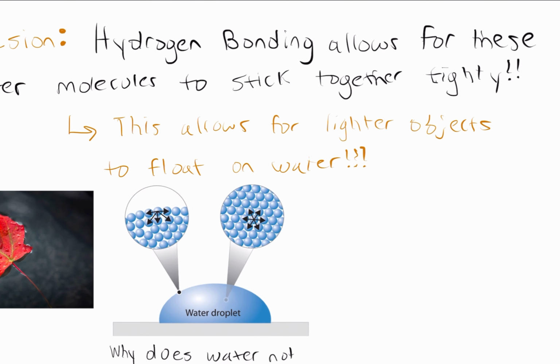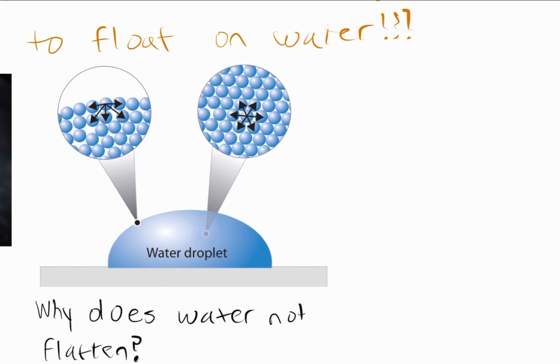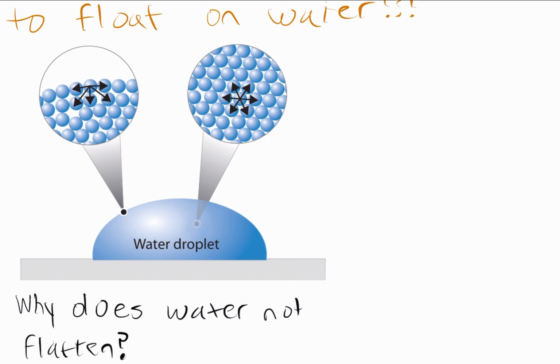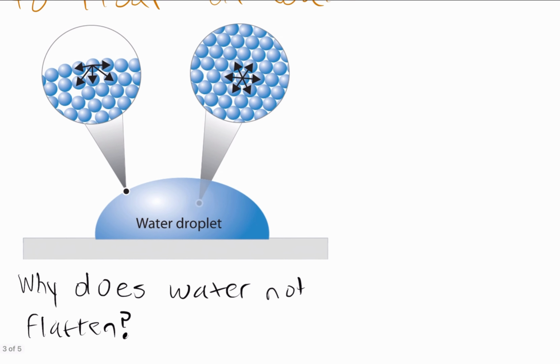Another very interesting thing that I want to bring up is, why does water not flatten out? Now, when we see water and there's a droplet, it doesn't flatten out. The reason being is because of cohesion. These water molecules tend to want to be together. They drag each other. So they form this little droplet here.